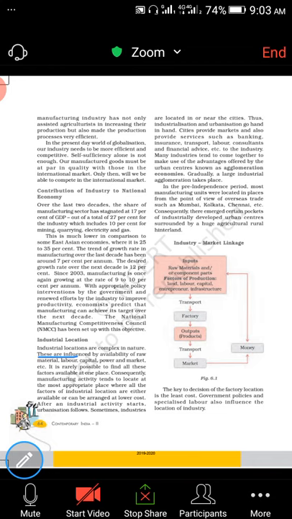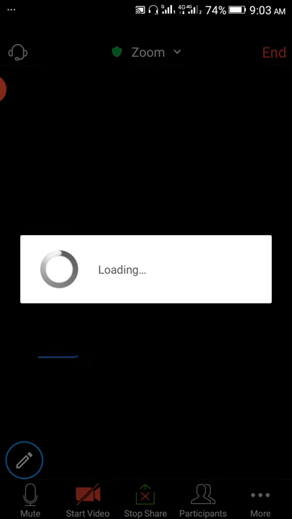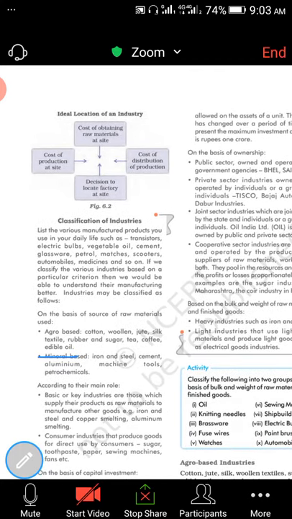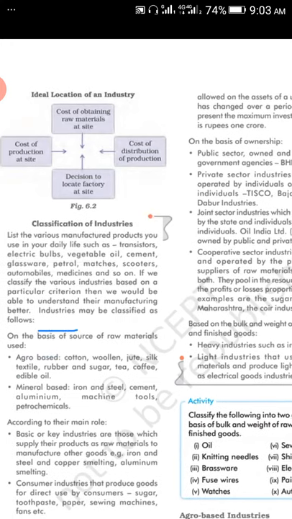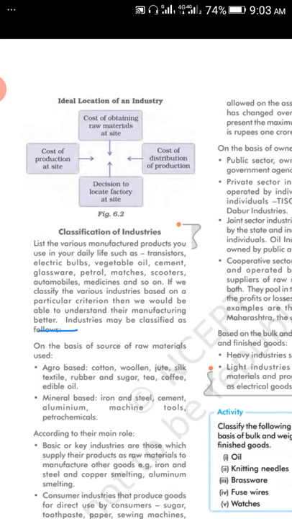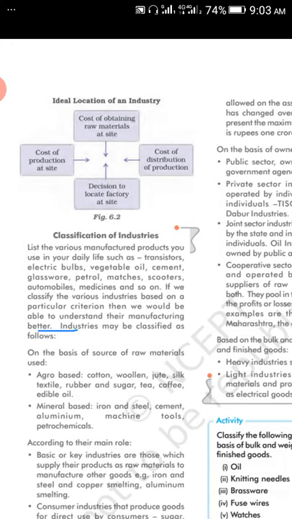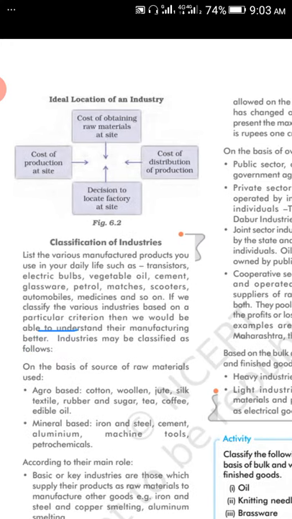This is an important thing. Now we have to discuss the different types of industries, as we are seeing them as locations. Here you may see the cost of obtaining raw material at the site, the cost of distribution of production, then the decision to locate the factory at the site, and the cost of production at the site.